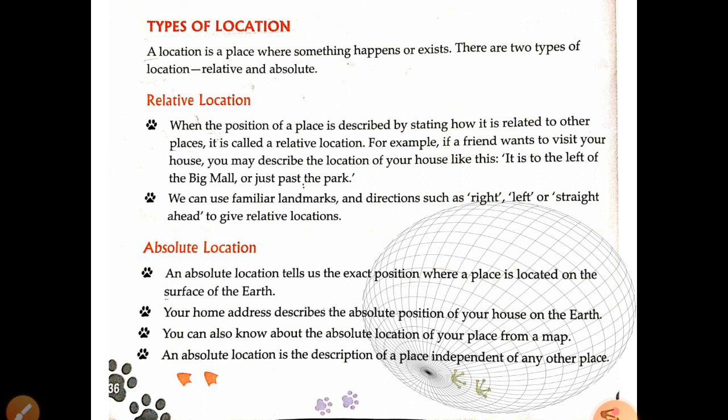The place is independent, so we can say that America or India is located in between these latitudes and longitudes. So that is the absolute location. In simple terms, relative location means the location which we give with the help of some landmarks on the earth's surface, and absolute location means the exact position of a place which is located on the earth's surface. Okay.